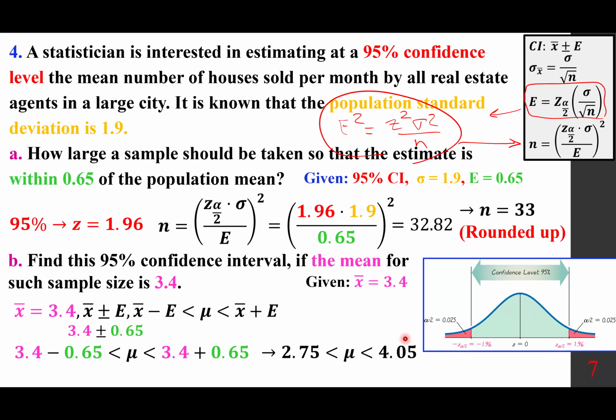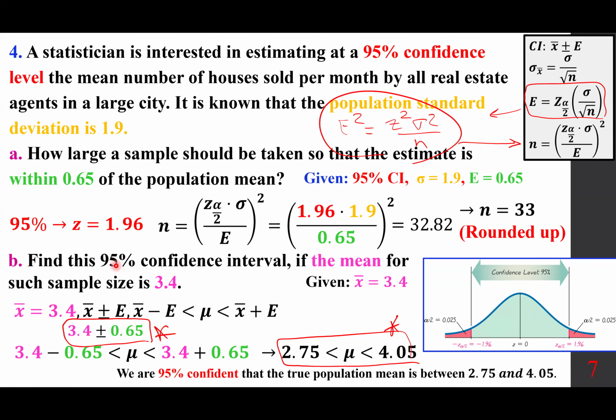Now, which one do you report? If you want to get full credit, you better pay attention to the way they ask you. They may want it in this format, or they may want it in this format. Which one is the answer? Whatever they ask you, so be very careful. What does it mean? We are 95% confident that the true population mean is between 2.75 and 4.05. That is really the meaning of a confidence interval, everybody. So that's pretty straightforward.